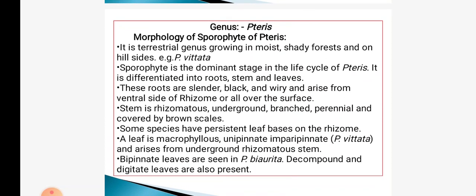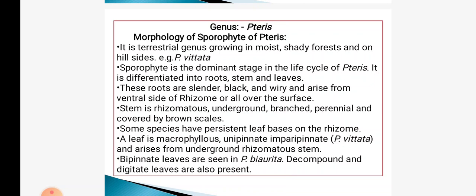Now we will study about the morphology of the sporophyte of Pteris. It is a terrestrial genus growing in moist shady forest or hillsides. It is with root, stem and leaves. Roots are slender, black and wiry, and arise from the ventral side of the rhizome. The stem is rhizomatous, underground, branched, perennial and covered with brown scales.